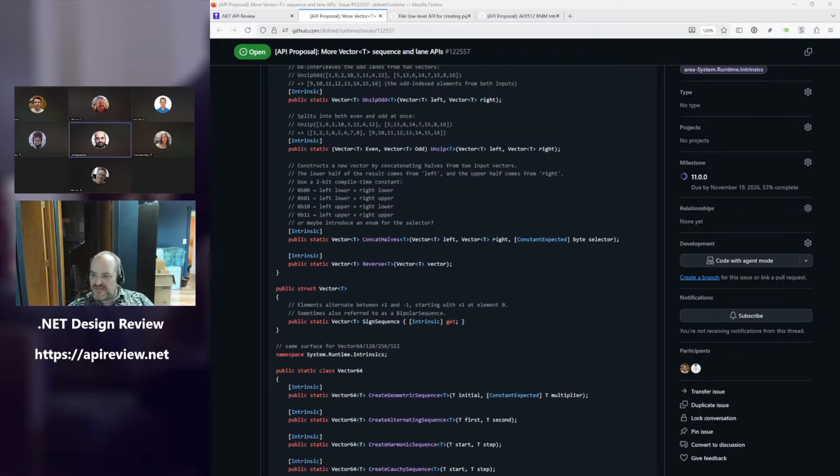We don't have any mathematical name for this, so this is the best we came up with. It's concatenate. That's what it's doing. It's taking the two halves of the vectors that you specify in the selector, and it's concatenating them together.